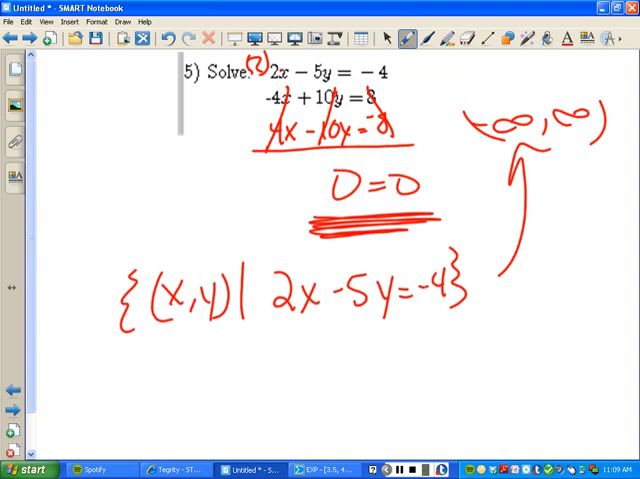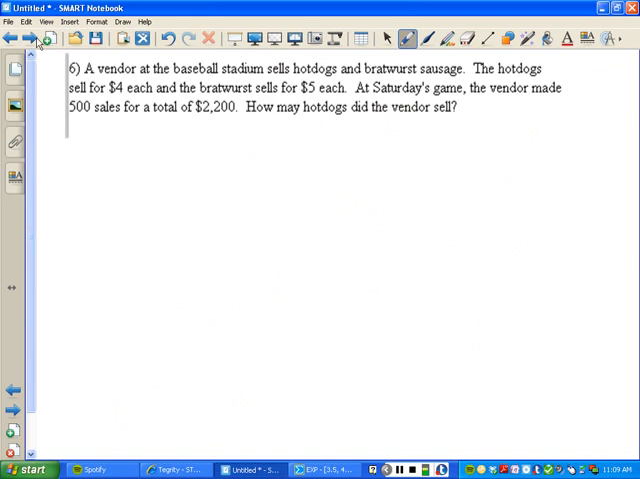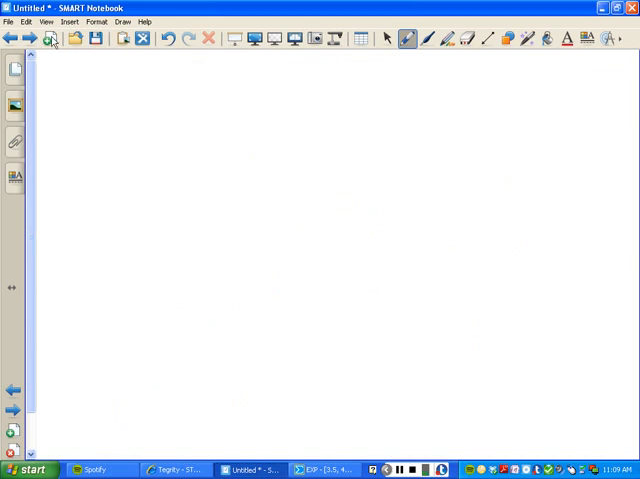That's his answer. Okay? Now, what does that mean? And by the way, you could say it this way as well. xy such that negative 4x plus 10y is equal to 8. And people are going, oh yeah, that's much better. What does this mean? Let me explain it to you. So remember that what we have here is a very interesting situation.